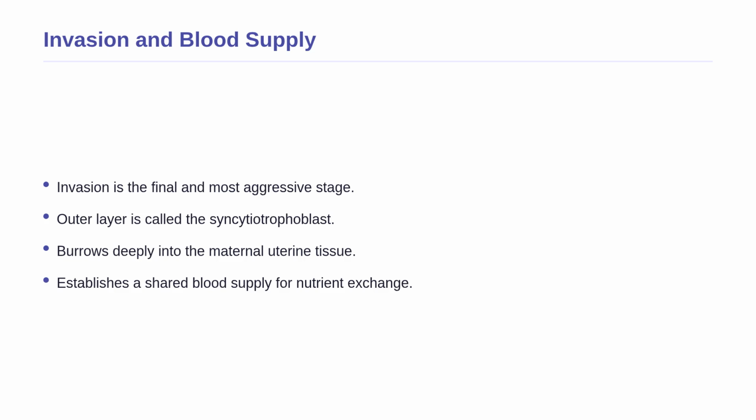After the embryo is firmly attached, it must secure its survival. This leads to the third and final stage, invasion. During invasion, the outer layer of the embryo, known scientifically as the syncytiotrophoblast, aggressively burrows into the maternal tissue. This might sound intense, but it is absolutely necessary. By invading the tissue, the embryo establishes a shared blood supply with the mother, which is critical for the exchange of nutrients and oxygen required for future growth.